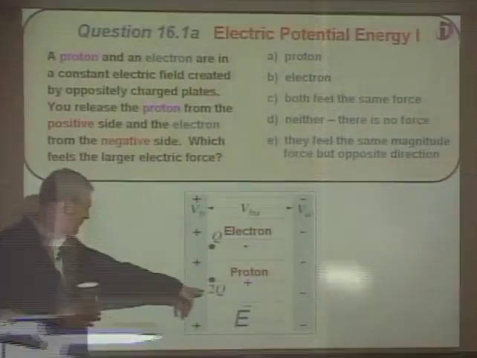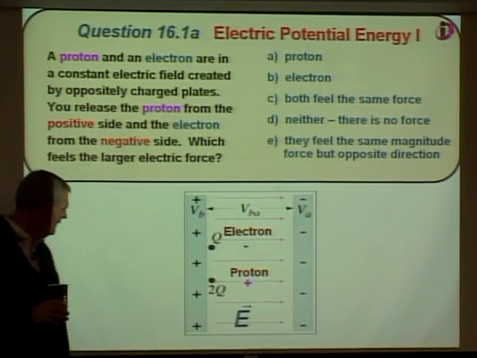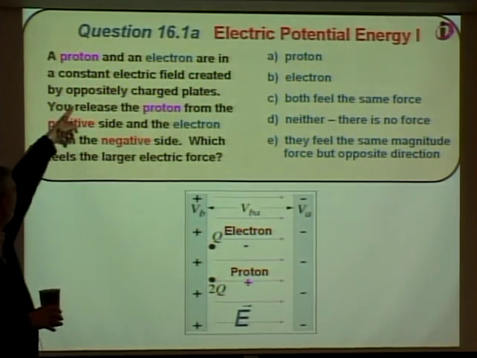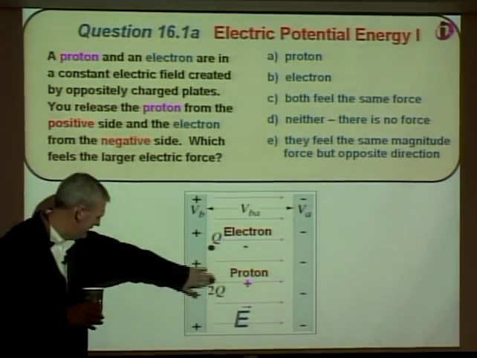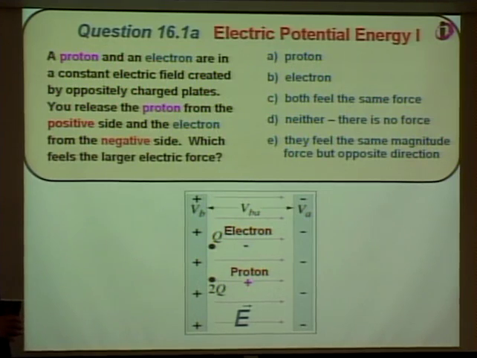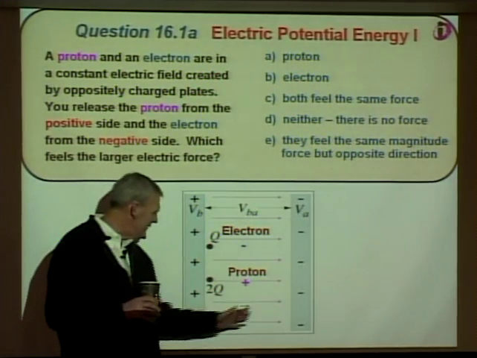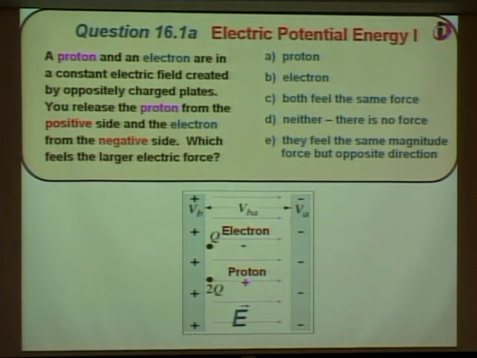All right, so now, here we go. A proton. Now, ignore, I keep telling the company, you've got a 2Q here and it's confusing. They're saying a proton and an electron. Just a proton. Not a 2Q. It's a 1Q here. A proton and an electron are in a constant electric field created by oppositely charged plates. So this means that this E field is the same all the way across.